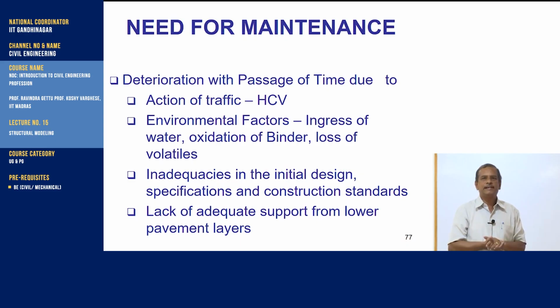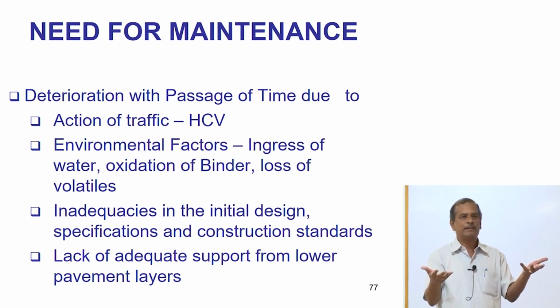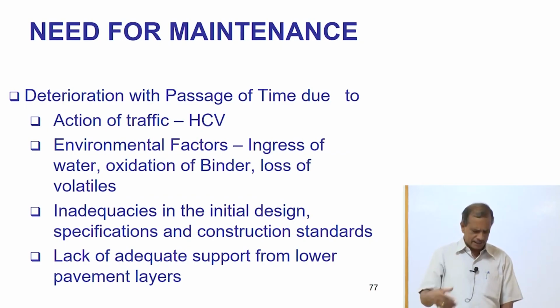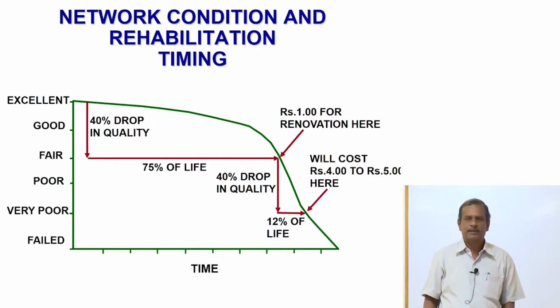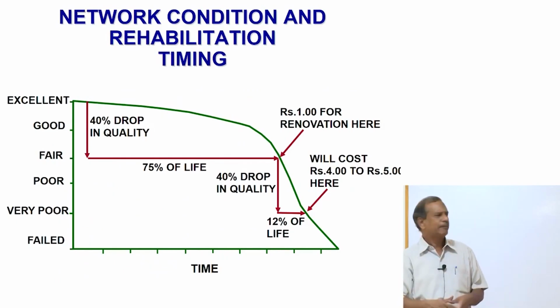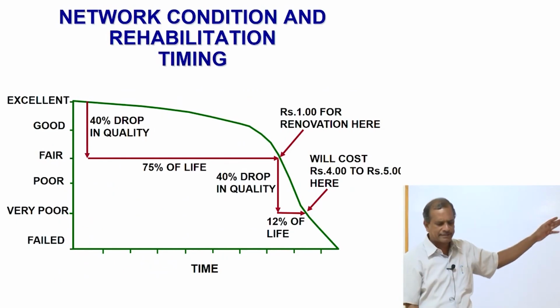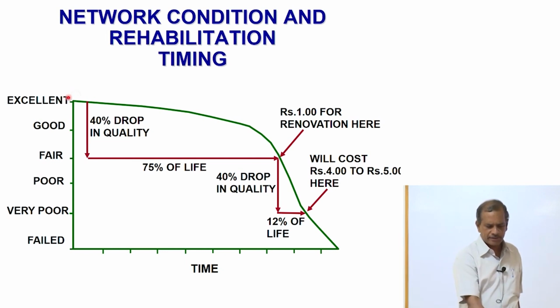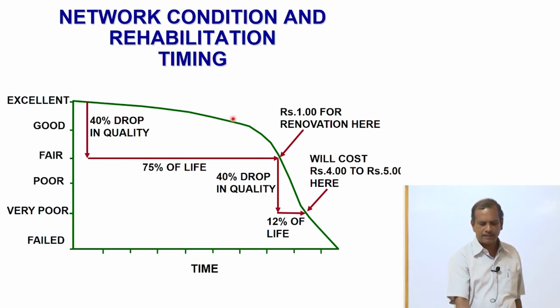Third is inadequacy in the design. The loss can be about the lack of support, subgrade getting weak because of moisture induced damages. So, if that is the case, how do I design the pavement? A pavement is very good initially, it will be excellent initially. So, this will start deteriorating with the passage of traffic.